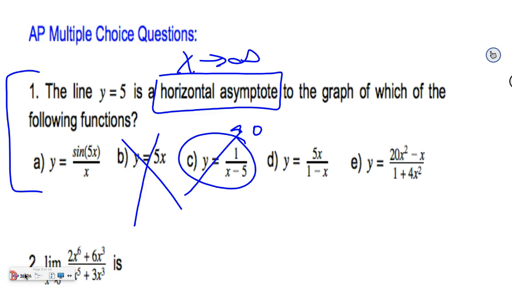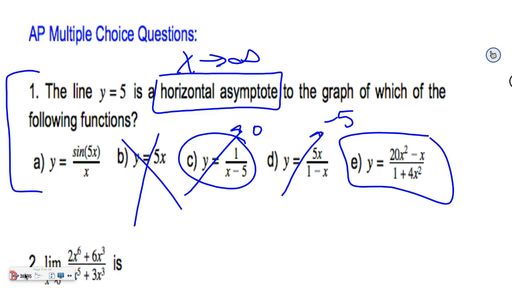As x gets huge, what does this one go to? -5. That was close, but no good. As x gets huge, what's this one going to? There it is. What's this one going to? I don't know and I don't care, because I just found the one that did. Does that make sense?